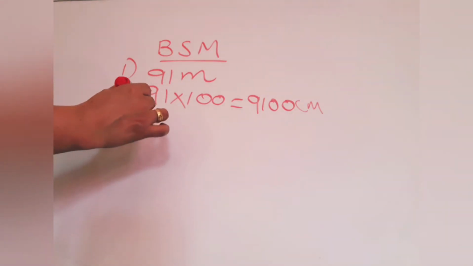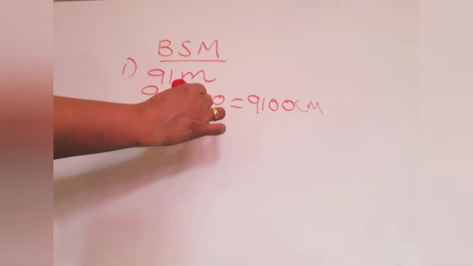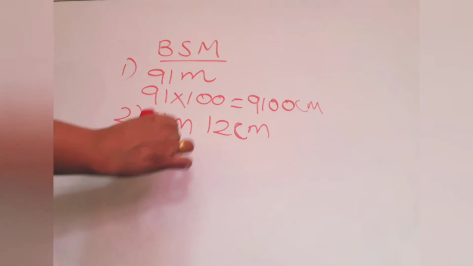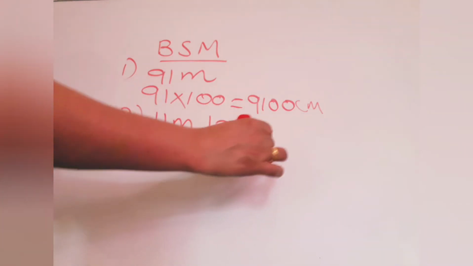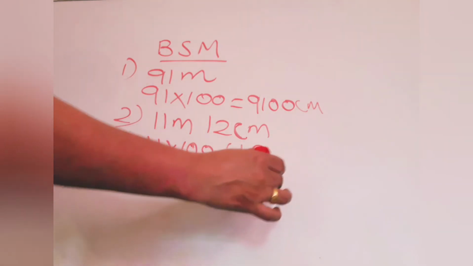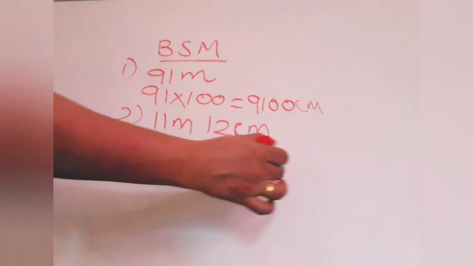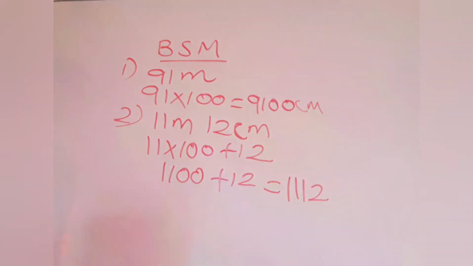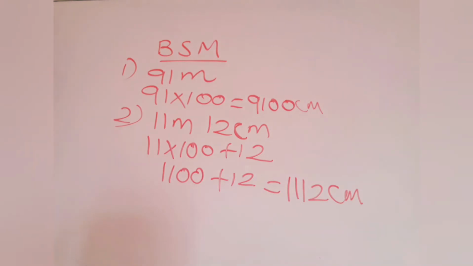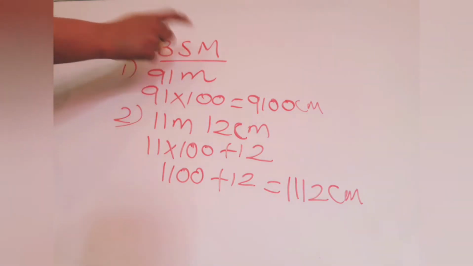Now question number 2. If you get 11 meter 12 centimeter, this kind of examples, 11 into 100 plus 12. 11 into 100 is 1100 plus 12 is equal to 1112 centimeter. So I hope it is clear. Meter into centimeter, multiply by 100 because 1 meter equal to 100 centimeter, and when we do big unit to small unit we have to multiply. BSM.